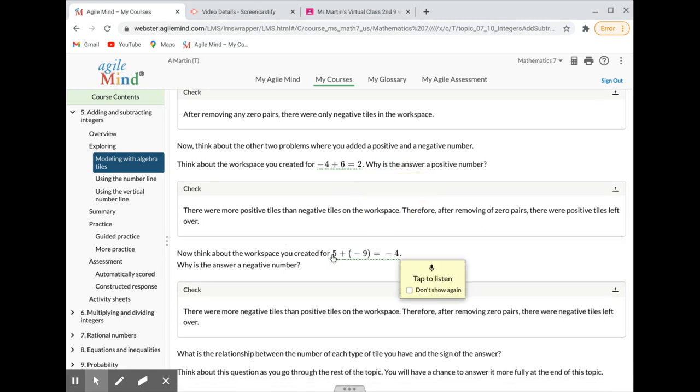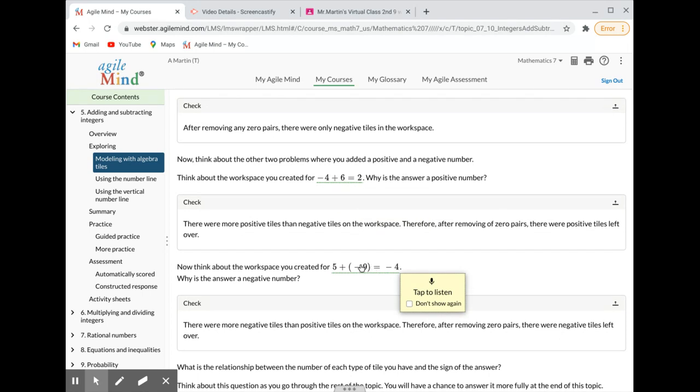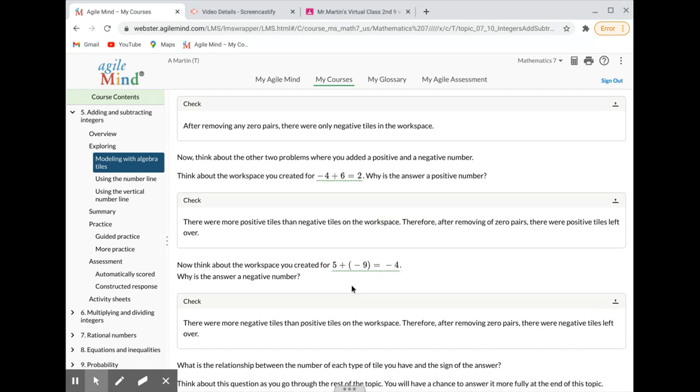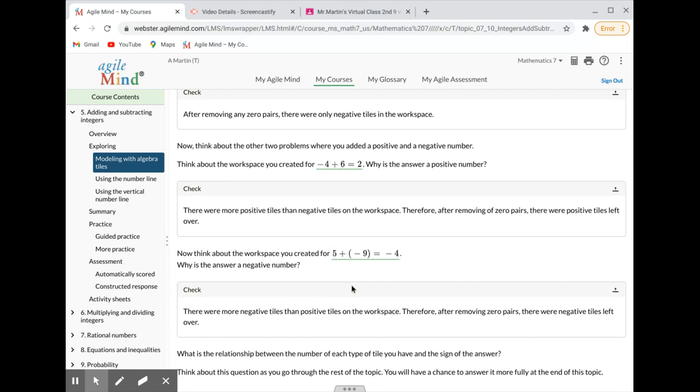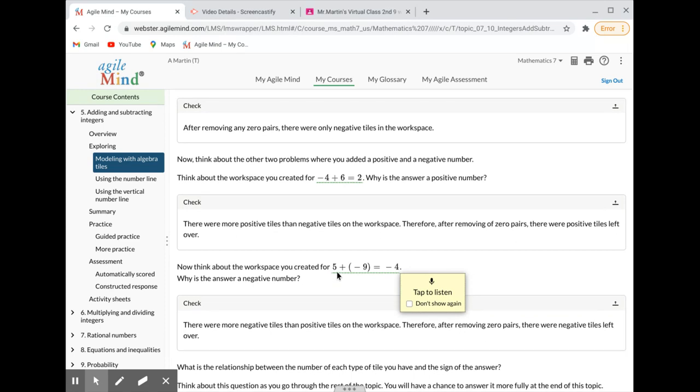Now, Rachel, were you able to read this part right here? Yes, but I said negative. I said just -9. Okay. All right. So right here, when we have 5 plus -9, we know that -9 has a greater absolute value, meaning a greater distance from 0 than 5. So that means that our answer is going to be what sign? Negative.